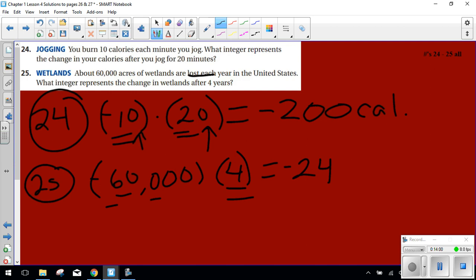Now, how many zeros do we have all together? Let me just clean this up a little. How many zeros do we have all together in the numbers I'm multiplying? I've got 1, 2, 3, 4. So I'm just going to write those in. 1, 2, 3, 4. And let's put some commas in there. So we lose about 240,000 acres of wetlands in 4 years.